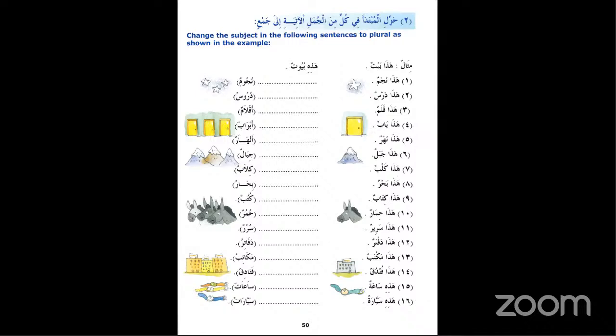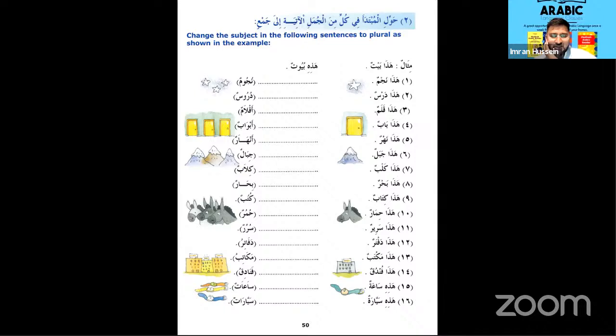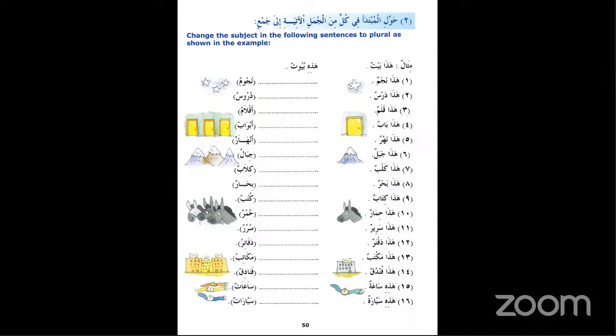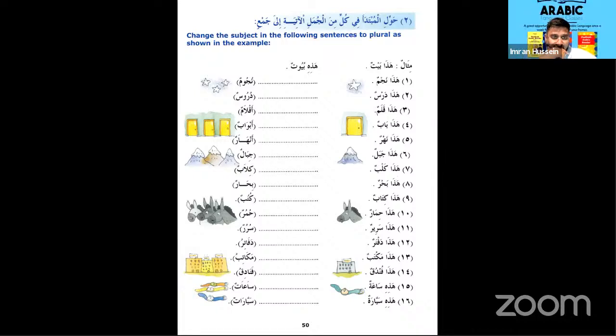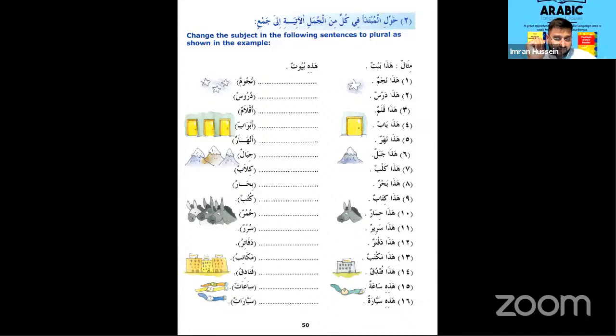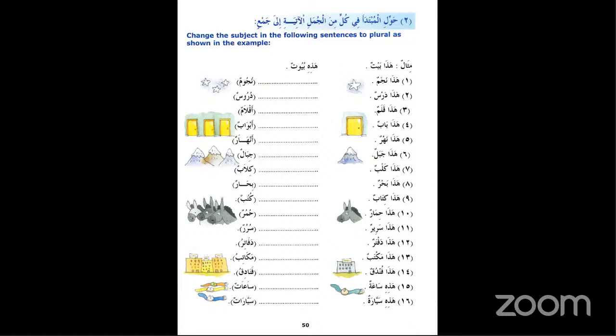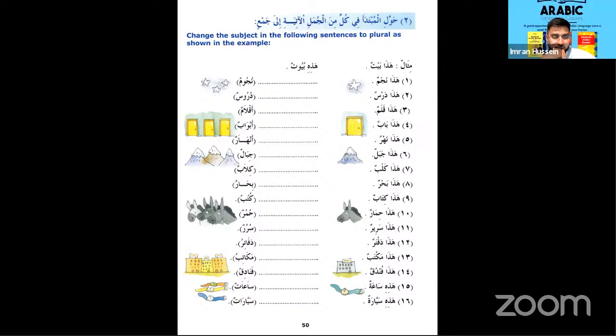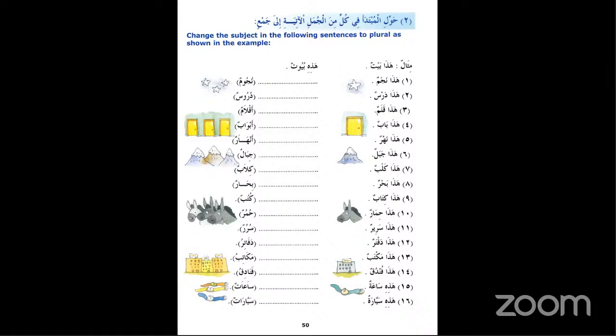Correct. Haza darsun, this is a lesson. Oh, lesson. Okay. So it's all non-living? Yep. Hazihi durusun, these are lessons. Correct. Haza kalamun, this is a pen. Hazihi aklamun, these are pens. Correct. Haza babun, this is a door. Hazihi abwabun, these are doors.